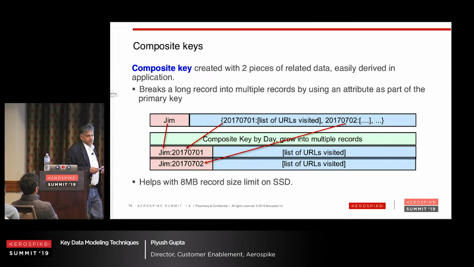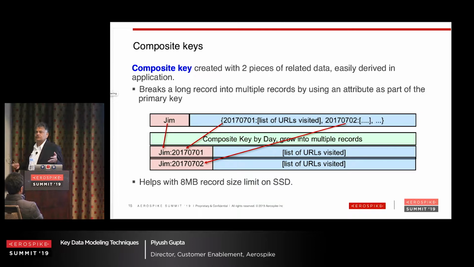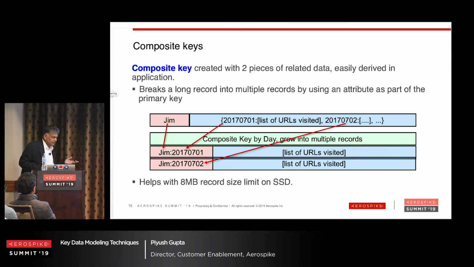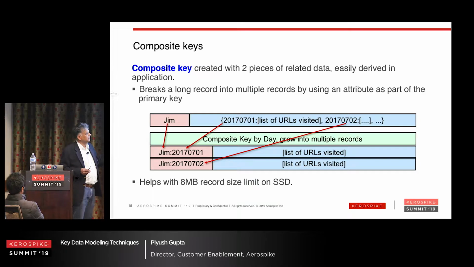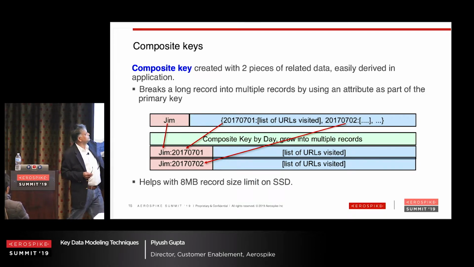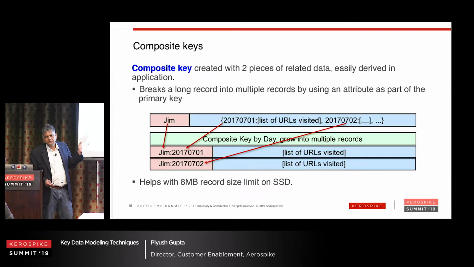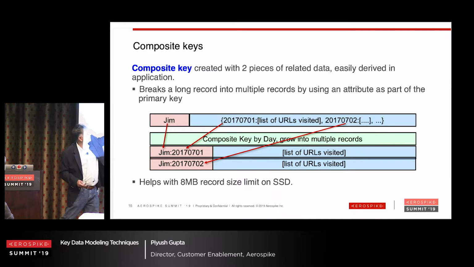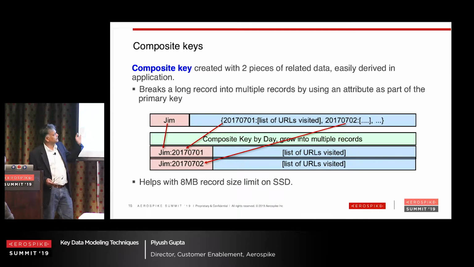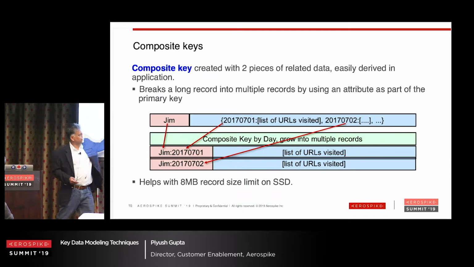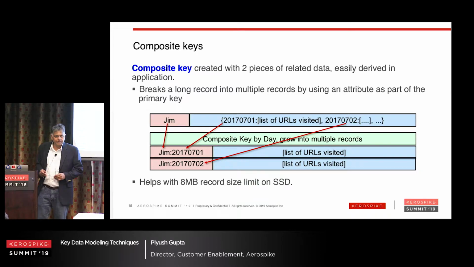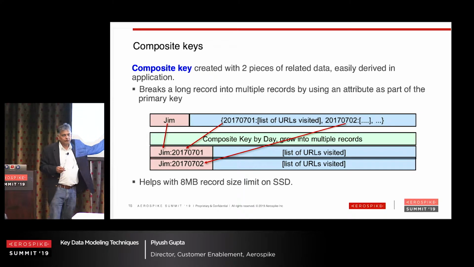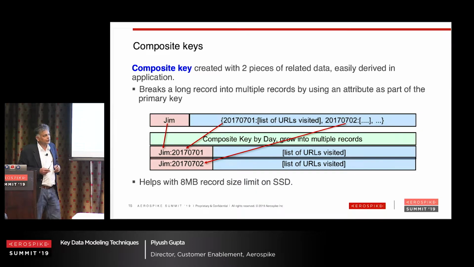Let's look at some of the modeling tips. The first thing that you will find you use often is composite keys. And composite keys basically allow you to break a record into multiple records. For example, if I was storing for a user, by every day, the list of URLs they visited as a key value pair, at some point you'll hit the maximum record size in Aerospike. So if you are most generous and use our maximum, which is 8 megabytes, or mebibytes rather, you're going to run out of space. So how do you deal with it?